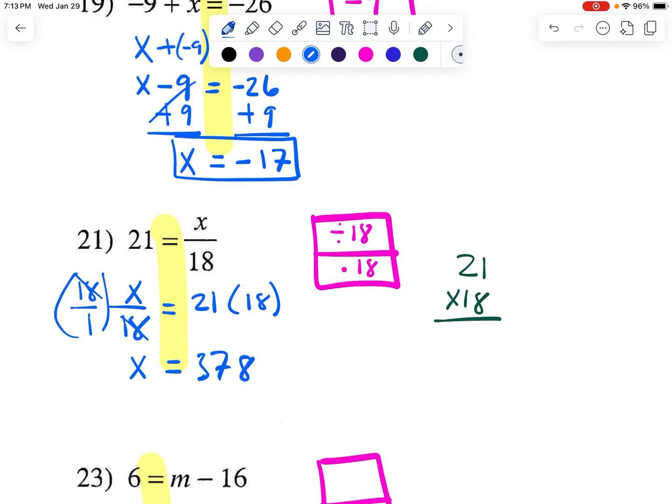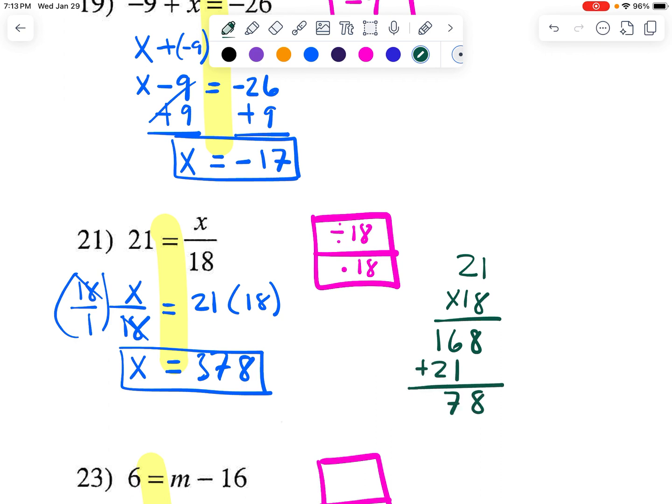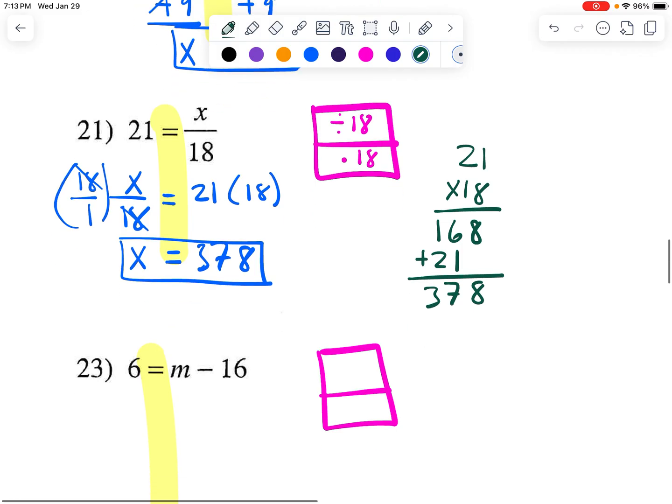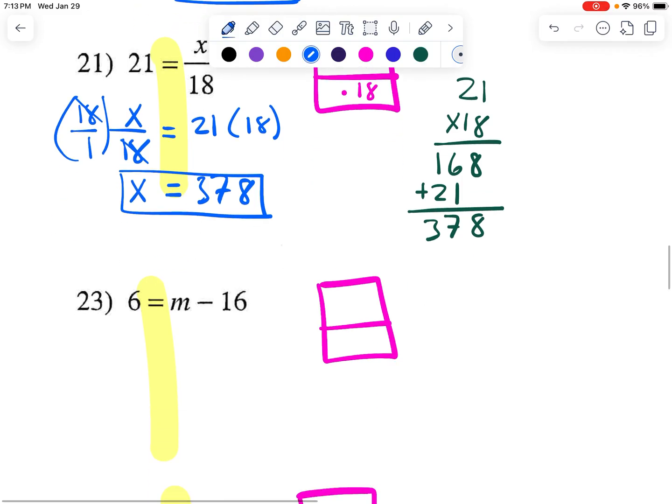21 times 18. Let me double check. Yep, it's 378. And just so you know, you would have 8, 16, 1, 2. You need to add. Okay? You can't use calculators in this unit, remember?